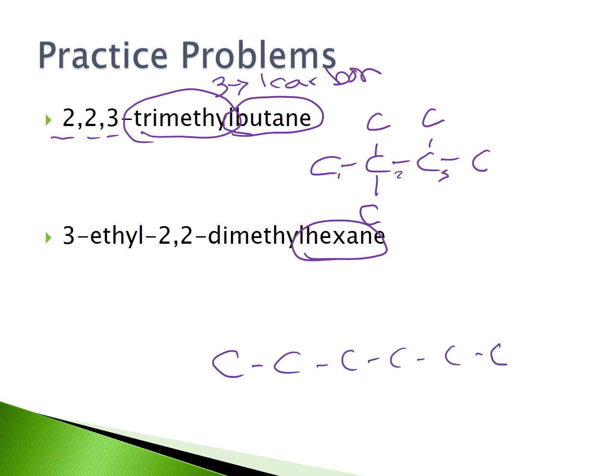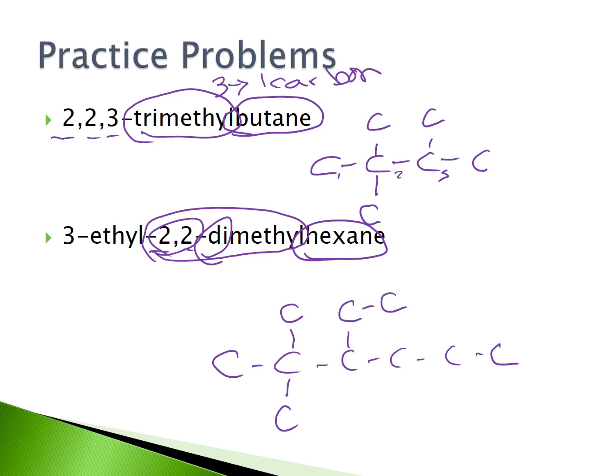1, 2, 3, 4, 5, 6. All right, and where are my branches coming from? I've got 2 methyls coming from, because of that di, the 2 and the 2. So I'm going to start from the left, going to the right. So this is my second carbon. So I would put a methyl here, which means 1 carbon attached on both sides, because I had 2, 2. And then I would have 3-ethyl. So I need an ethyl, which means I'd have 2 carbons.